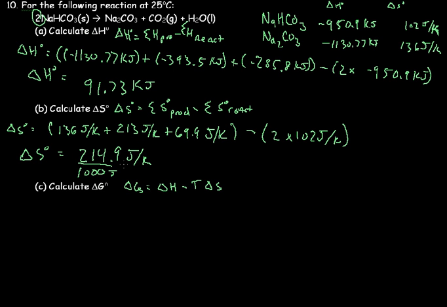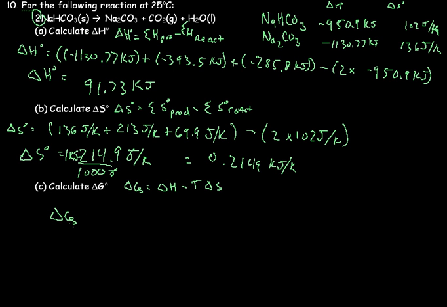or if we're really going to be specific, do our 1 kilojoule over 1,000 joules times 214.9. Our joules are going to cancel. We're just going to be left with kilojoules. That was a really bad crossbar, but this is going to give us 0.2149 kilojoules per Kelvin.